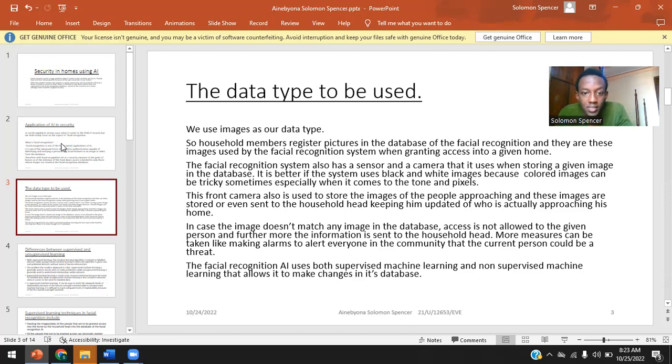So in case the image doesn't match any image in the database, access is not allowed. Of course, that is self-explanatory. If at all your image is not matching any in the database under the category of those people that are to be allowed access, you're not allowed, you're not given access. So facial recognition AI uses both supervised learning and unsupervised learning.